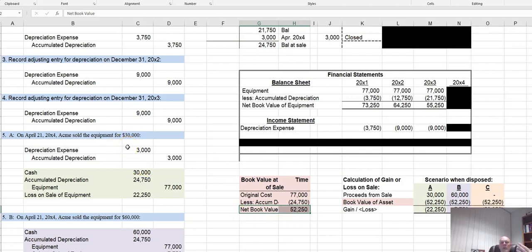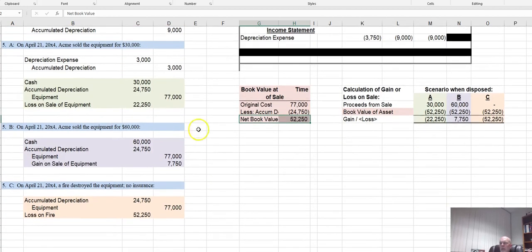Now suppose we sell it for $30,000. I'm going to give you 3 ways that we might get rid of that asset. We could sell it for $30,000. We could sell it for $60,000, or maybe a fire destroys it and we don't get anything for it. If we sell it for $30,000, we're going to debit cash for $30,000. We're also going to get rid of the equipment.